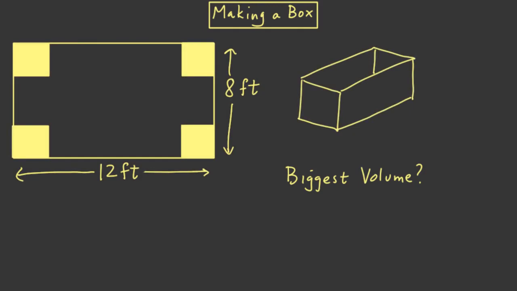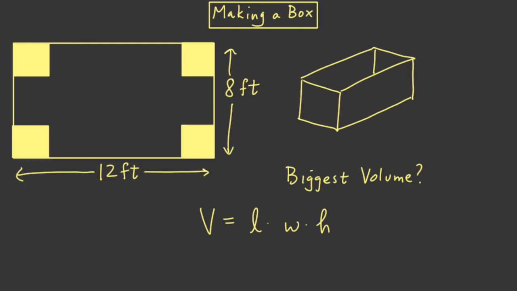Okay, this is an optimization problem because we're trying to maximize the volume, and the volume V is just given by length times width times height. It's a box. You might look at that and say, whoa, that's 3 variables there, length, width, height. How am I going to keep track of all of them?